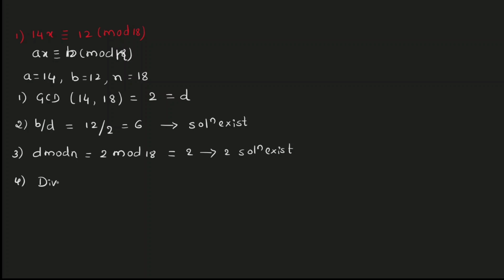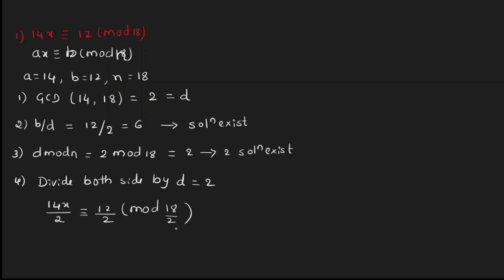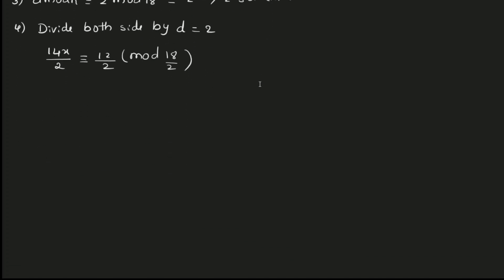Fourth step, divide both sides by D. What is your D? D is 2 here. So your congruence 14x divided by 2 is congruent to 12 by 2 mod 18 by 2. You have to divide the whole congruence. So it becomes 7x congruent to 6 mod 9.